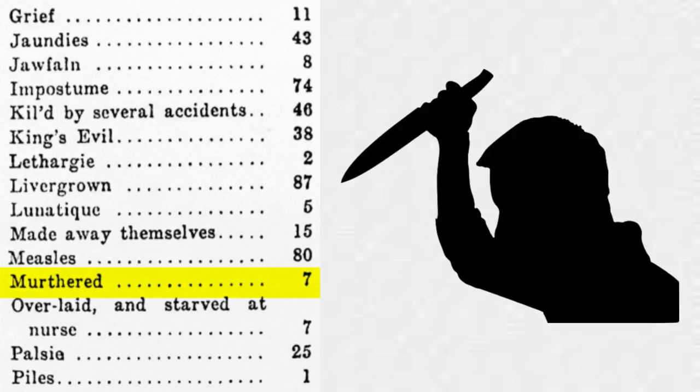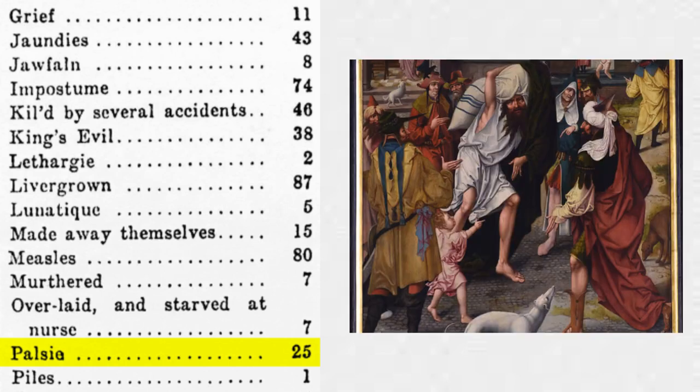80 died of measles and 7 were murdered. They spelt it with a TH. 7 children were laid on accidentally by a parent or were starved/not able to gain nutrients through milk. 25 were killed by any kind of palsy or muscular disorder, and 1 person died of piles, or hemorrhoids.